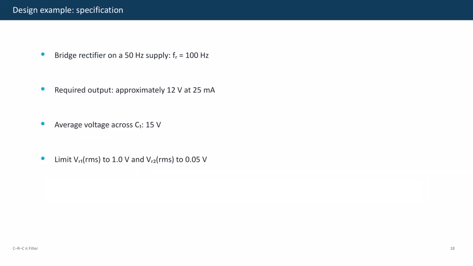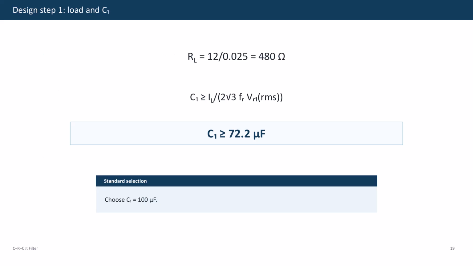Now design a filter. A bridge rectifier on a 50 Hz supply must provide approximately 12 volts at 25 milliamperes. The average voltage across C1 is 15 volts. The first capacitor ripple must not exceed 1 volt RMS, and the final output ripple must not exceed 0.05 volts RMS. We will select the load, C1, R, and C2. The required load resistance is 12 volts divided by 25 milliamperes, or 480 ohms.